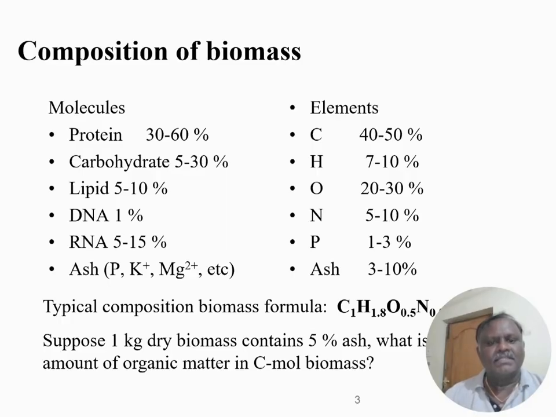On an elemental basis, carbon is 40 to 50%, hydrogen 7 to 10%, oxygen 20 to 30%, nitrogen 5 to 10%, phosphorus 1 to 3%, and ash generally 3 to 10%. Typically, the composition of biomass is CH1.8O0.5N0.7. Suppose 1 kg of dry biomass contains 5% ash, what would be the amount of organic matter in a carbon mole of biomass? This can be solved in a systematic way with the stoichiometry of cell growth and product formation.